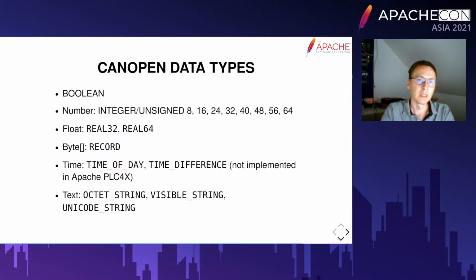There are several data types supported by CANopen, and obviously there is a boolean which takes 1 bit. We have numbers of different sizes from 8 bits to 64, and we also have floats and the byte array, which is called a record, and the encoding of the record depends on the device. The record itself is a sequence of data which needs to be interpreted according to the object dictionary. There are also time-related types, which are currently not implemented in Apache PLC4X, and also text-related types.